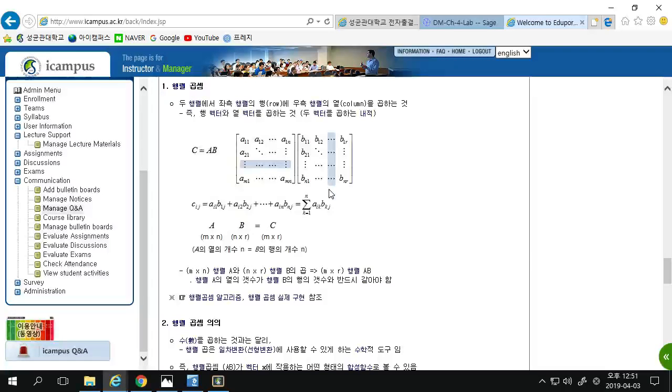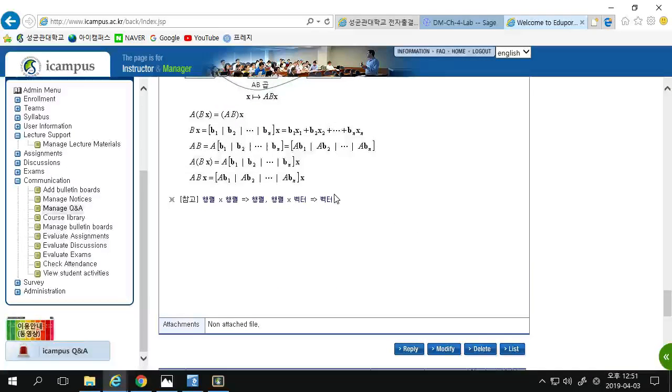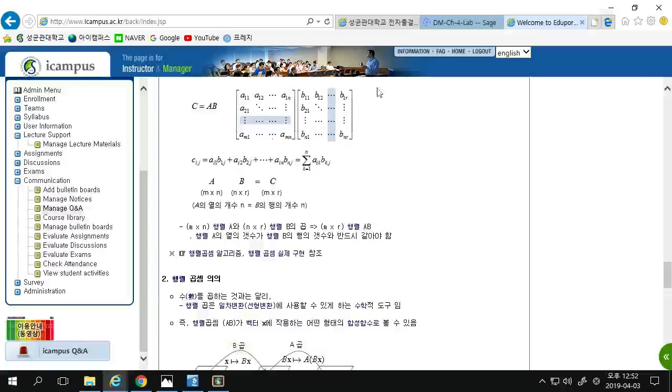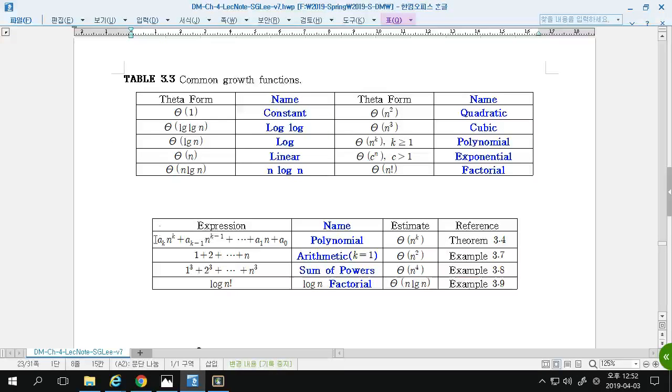Whenever a matrix is of finite size, of the same size, for two matrices A and B, then you will have the product of the matrices with that code. Okay. And the last table shows the common growth functions.